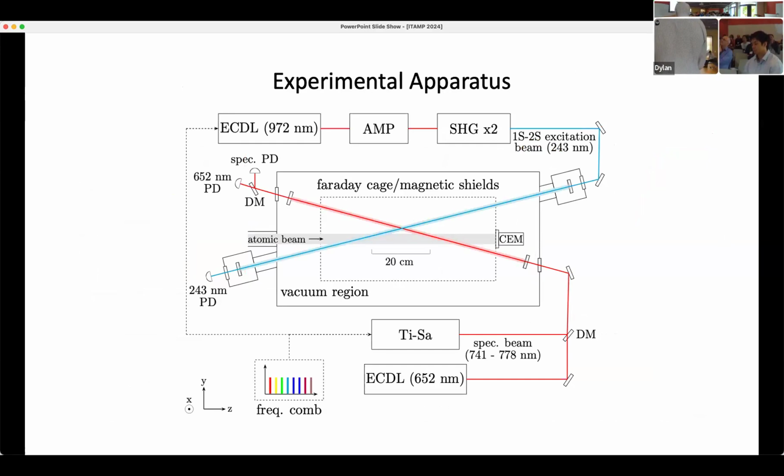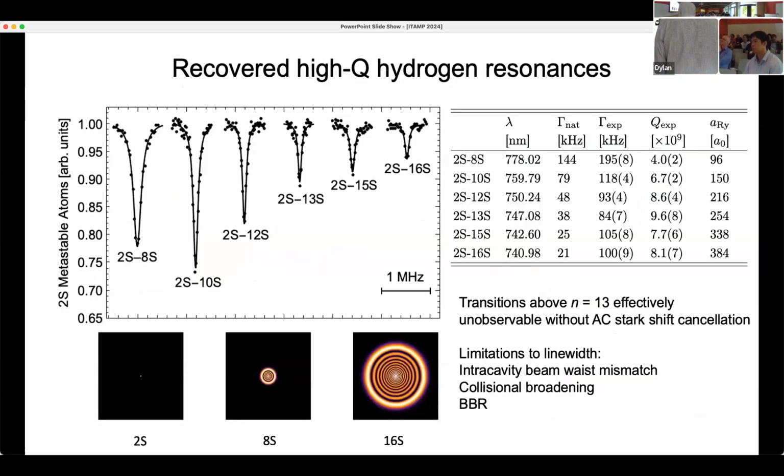Okay, so in practice, what does this involve? We just need an ECDL at 652 nanometers that we couple into the same optical cavity in our apparatus before we do the spectroscopy. So there's actually nothing that stopped us from pushing this to higher transitions.